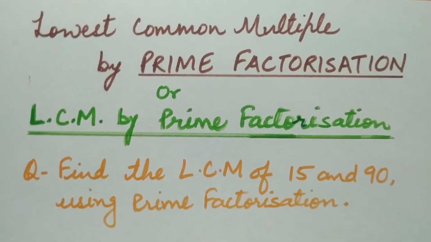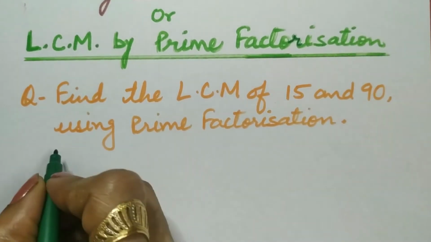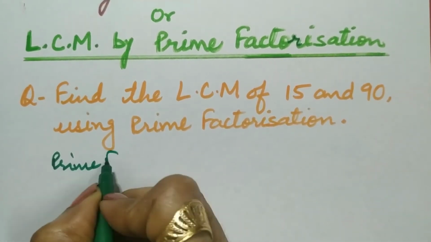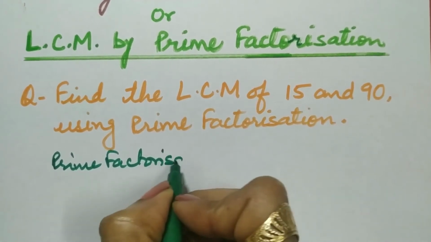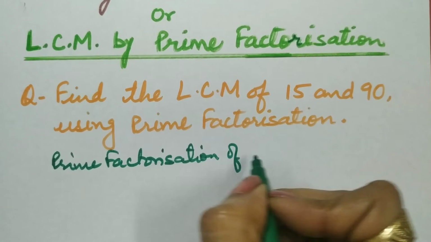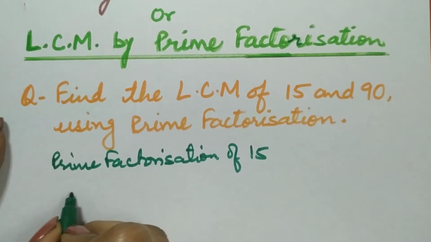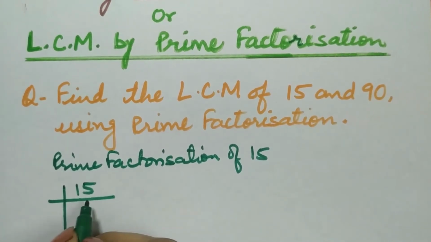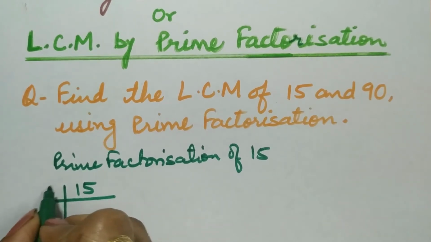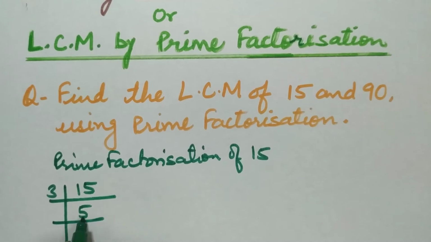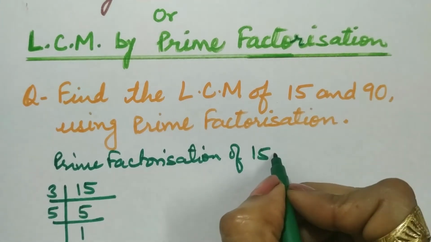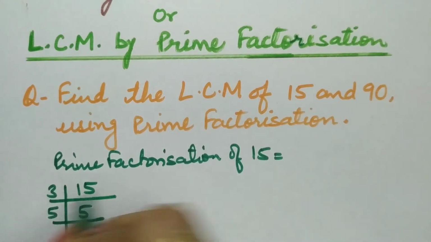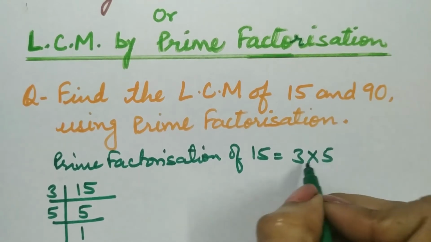So let's start with the first step, that is prime factorization of 15. What we have to do? We have to make a pattern like this. Now, as it is an odd number, it is not divisible by 2. So we have to take the next prime number, that is 3. 3 5s are 15. 5 is already a prime number, so it is divisible by 5 itself. 5 1s are 5. So prime factorization of 15 will be 3 into 5. See, 3 5s are 15.